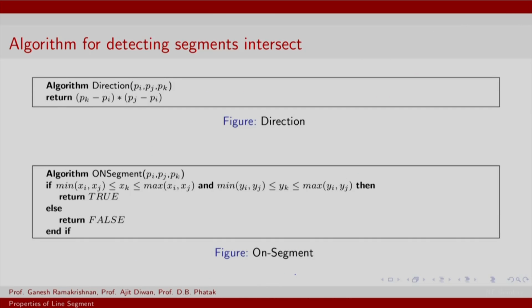As already indicated, direction Pi, Pj, Pk looks at the direction of Pk with respect to Pj from Pi. If the direction is positive, it means that Pk is clockwise from Pj with respect to Pi, and the on segment routine does exactly what we described earlier. You look at the min of xi and xj and the max of xi and xj and ensure that xk lies exactly between the two. You also need to ensure that yk lies in the closed interval determined by the min of yi and yj and the max of yi and yj.